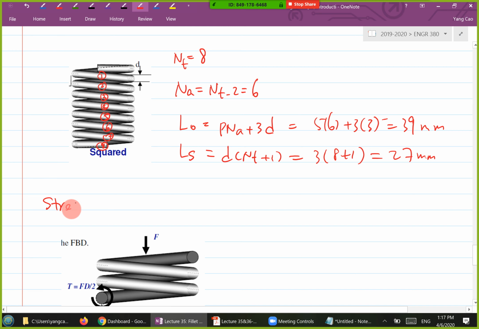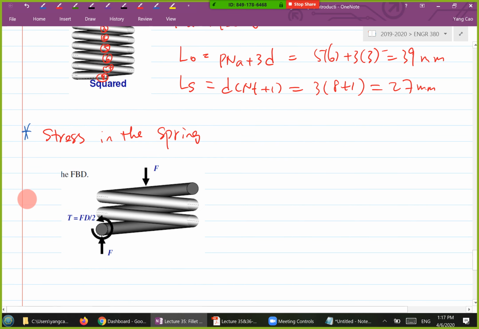Okay, so now let's move on to stress in the spring. The process is still the same: first we look at the stress, then the strain, and then we can do our design. So what are the types of stress in the spring? If you cut the spring anywhere, with a compressive load F, there are two different types of stress on this cross section.